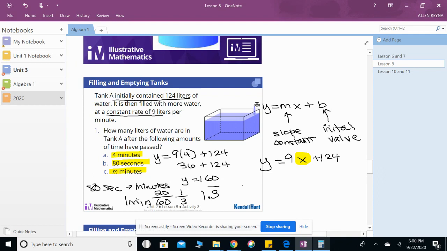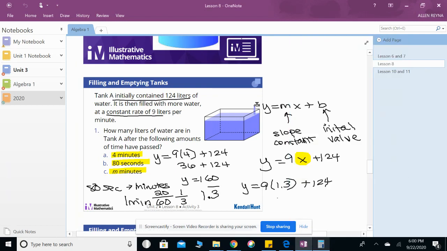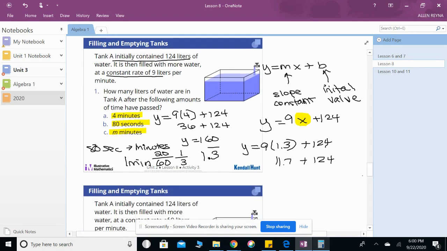So we're going to put this into our equation. Y equals 9 times 1.3 plus 124. All right, let's see. This is going to be an estimate too because it is a repeating decimal. 11.7 plus 124. So 135.7. So this one is telling us after 80 seconds, we have 135.7 liters of water in our tank.